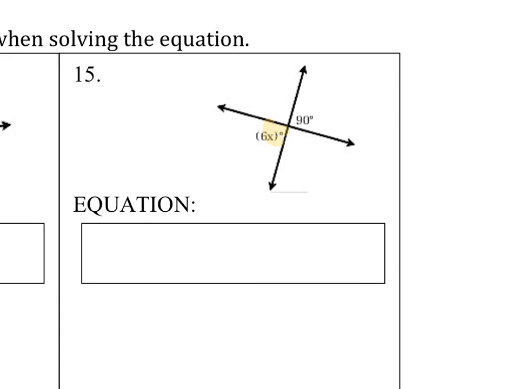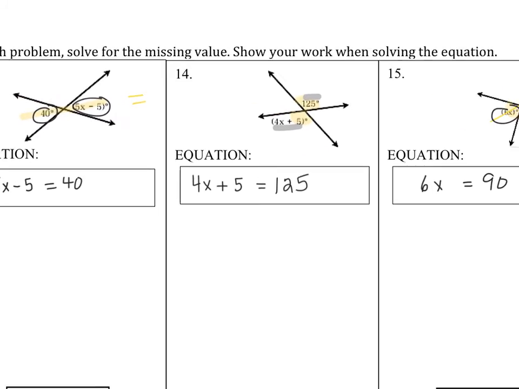This angle and this angle are equal. They're vertical. So 6x right here is going to be equal to 90. Let's solve those three.